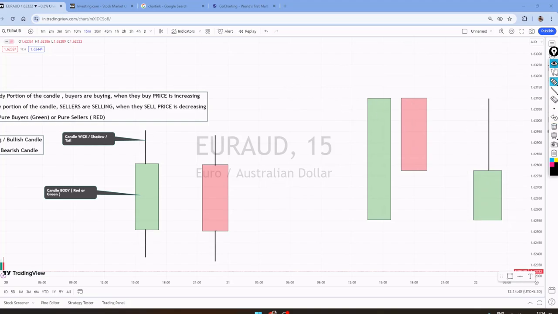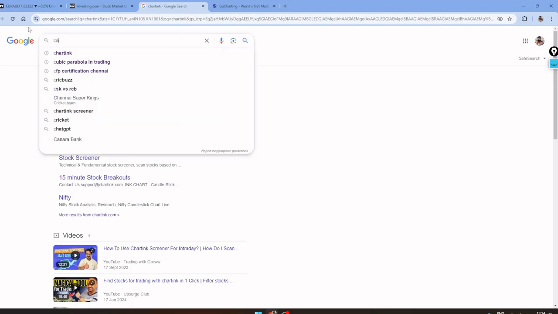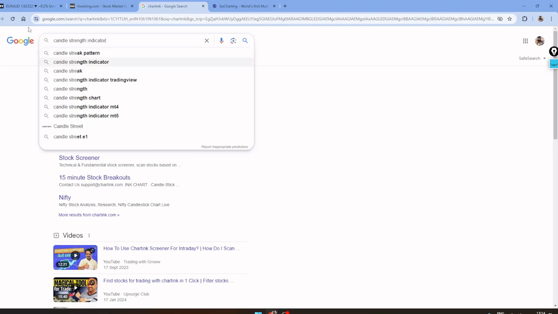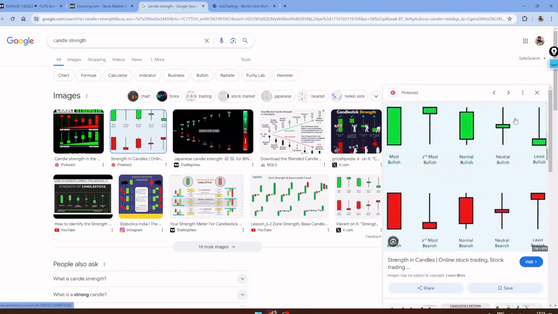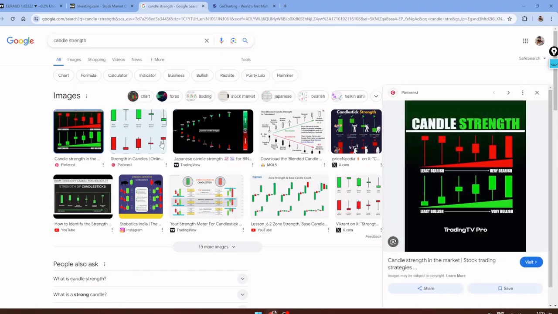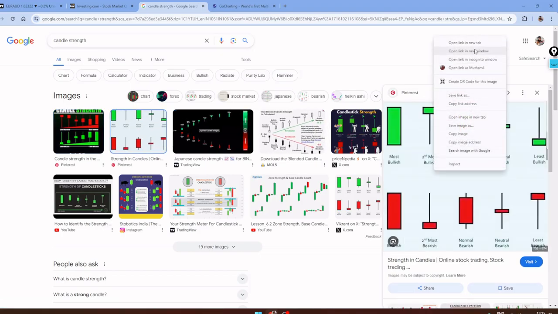Now let me go to Google Images. Maybe I will type like this: candle strength, not indicator, candle strength. Yes, this is the image I was searching for. Now you can see here any images we can take. Let's take this image. Hold on a minute. Okay, let me open this in a new tab.